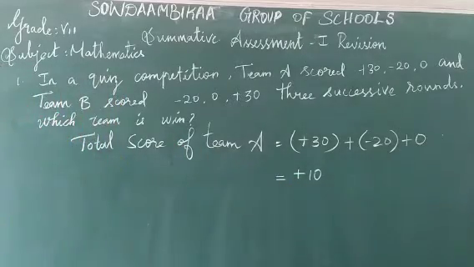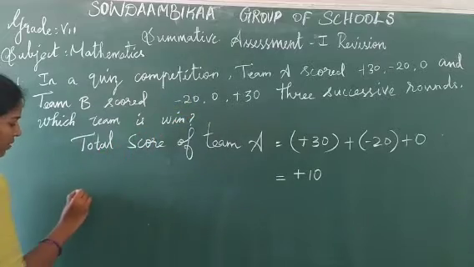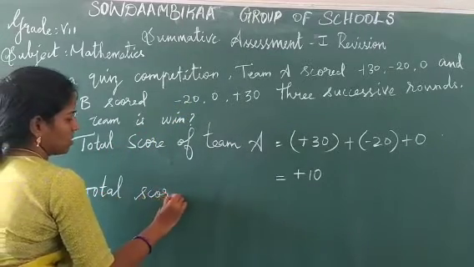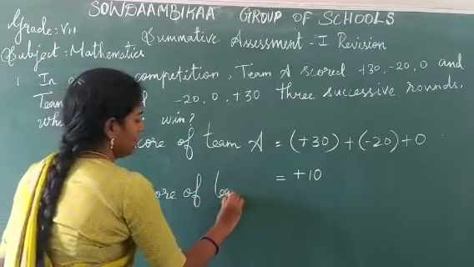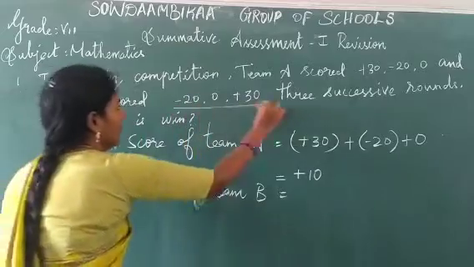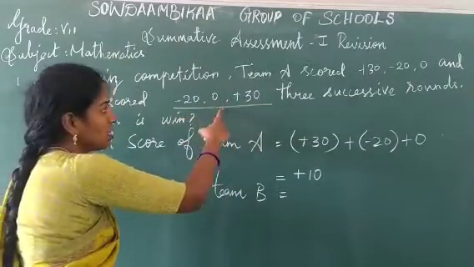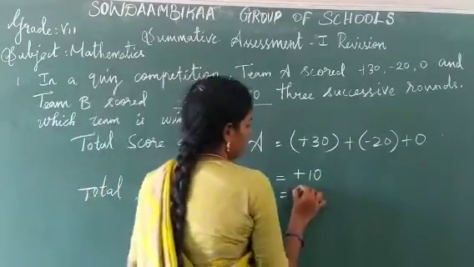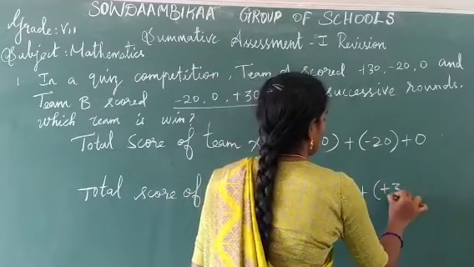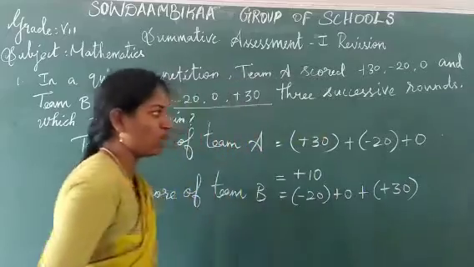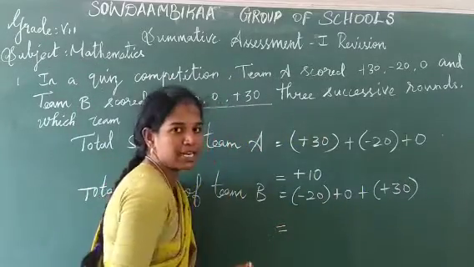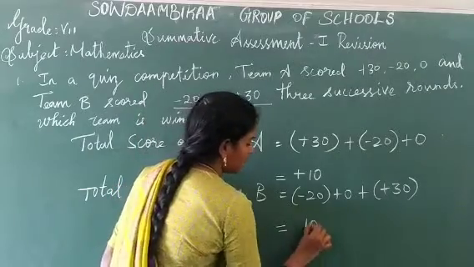Then we have to find out the team B score. Total score of team B: minus 20, 0 and plus 30. Here also we follow the same rule. 30 minus 20 comes plus 10.